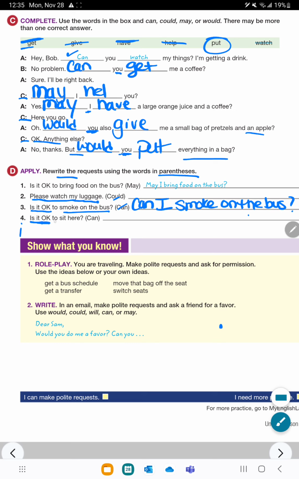Is it okay to sit here? And we want to use can. Again, we're asking for permission, so we're going to say can, and permission uses I as subject. Can I, our verb sit here? And that's our question. All right, that is it for lesson 10. Go ahead and go on.